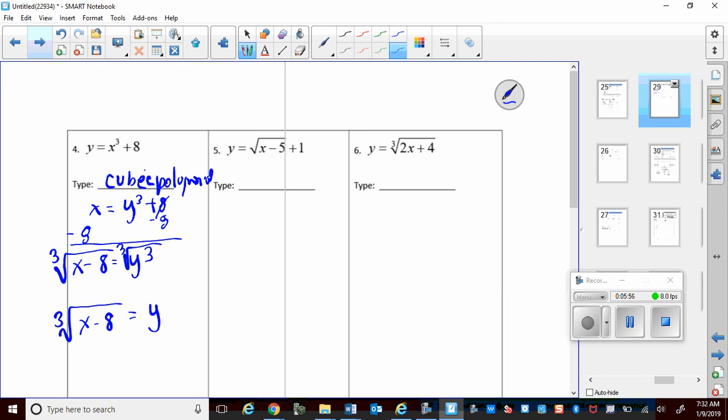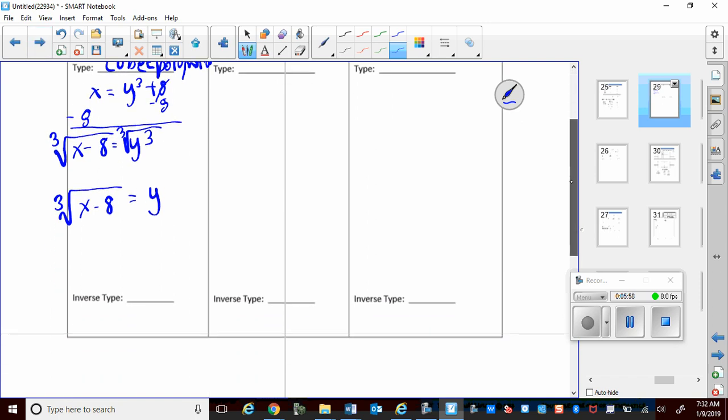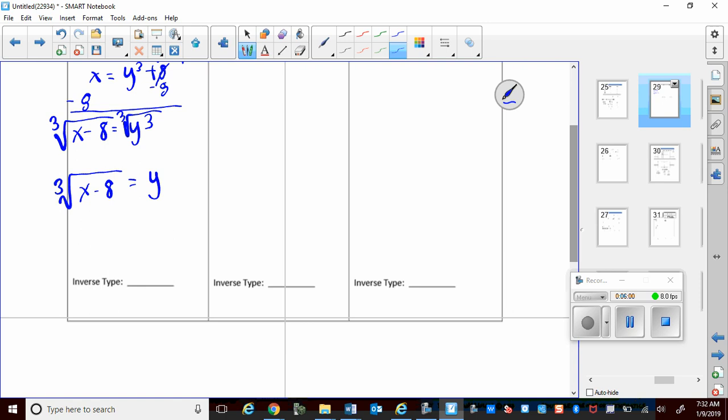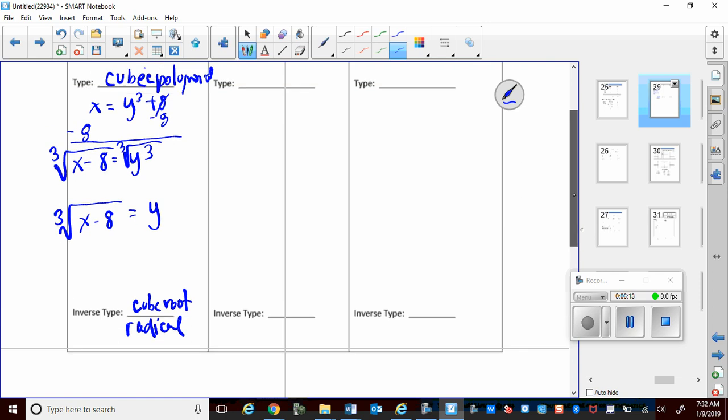And we don't have to consider plus or minus here. The inverse type is a cube root radical. It's a radical function. We can be very specific about that type of function.